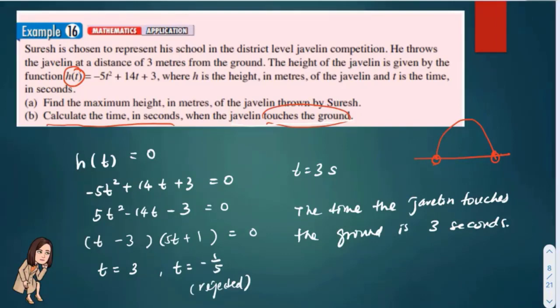Sometimes in the marking scheme, when you only show this without the conclusion, you cannot get full marks. They deduct your mark, because these are solving problem questions. So it's better that you write a short sentence to let the markers know that the javelin touches the ground at 3 seconds. When I tell y'all the correct way to answer the questions, please bear in mind.